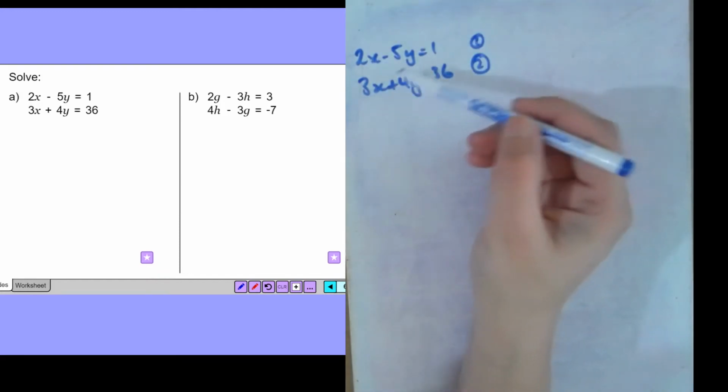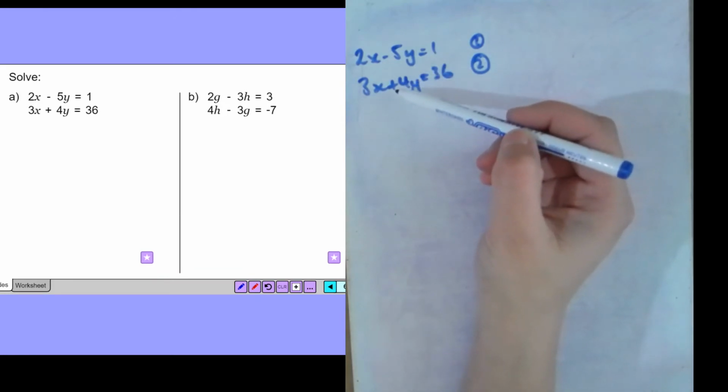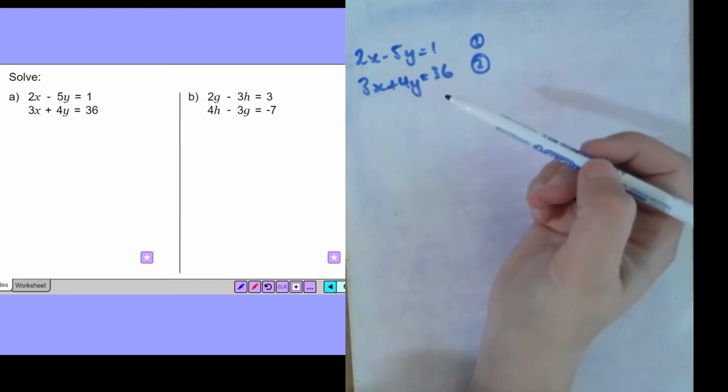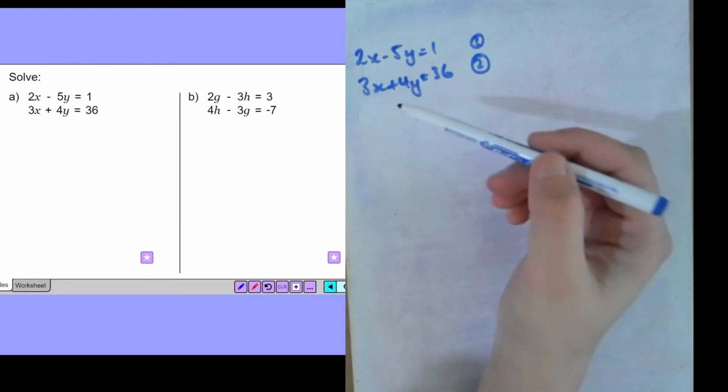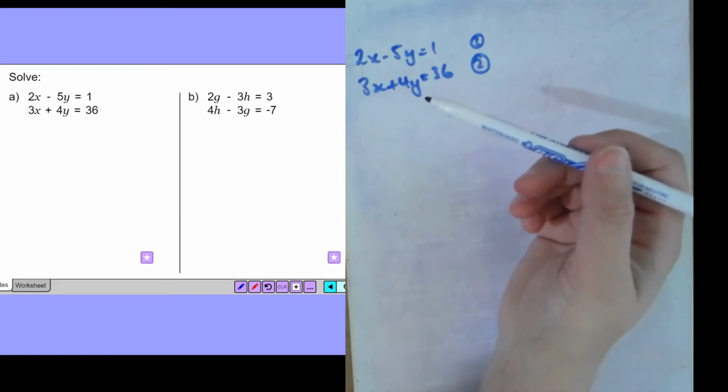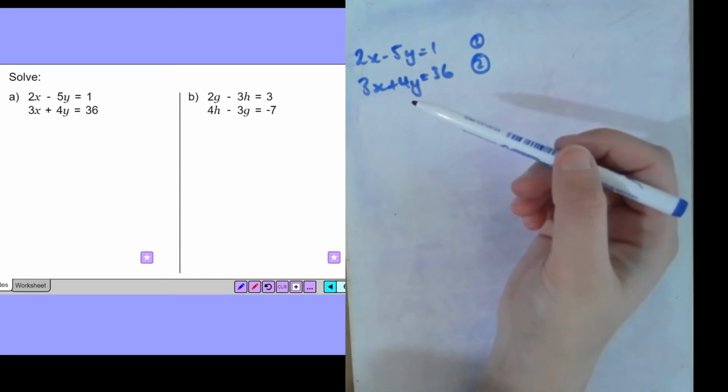Okay, so the 2 and the 3, lowest common multiple is 6, the 5 and the 4, lowest common multiple is 20. So for either one, I would still have to change them. It doesn't matter whether I change the x or the y, it still works out to be exactly the same thing.